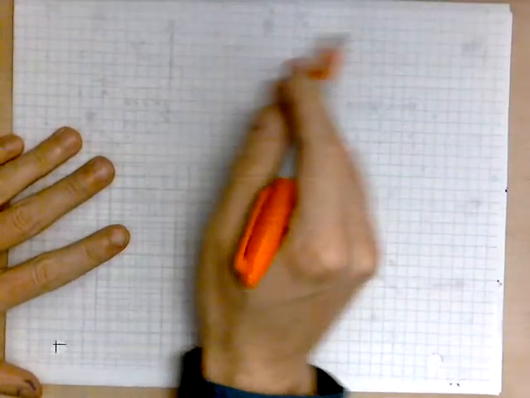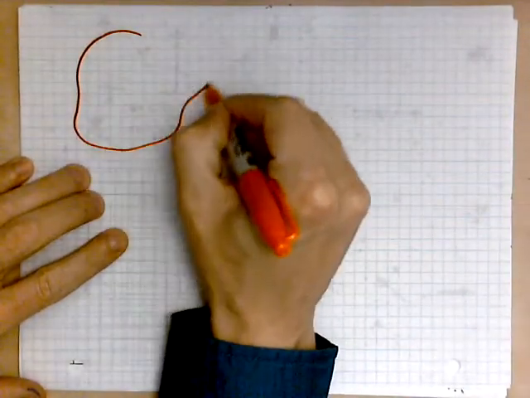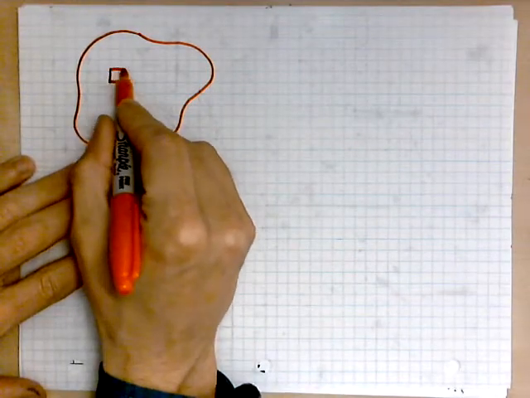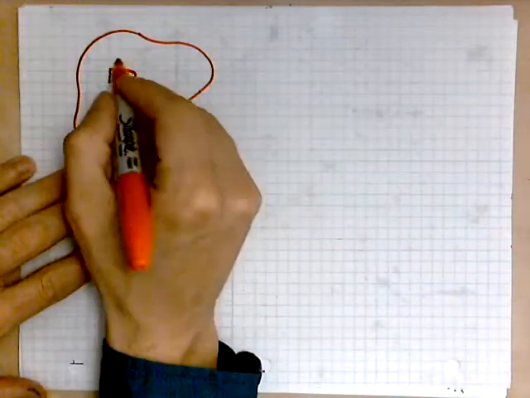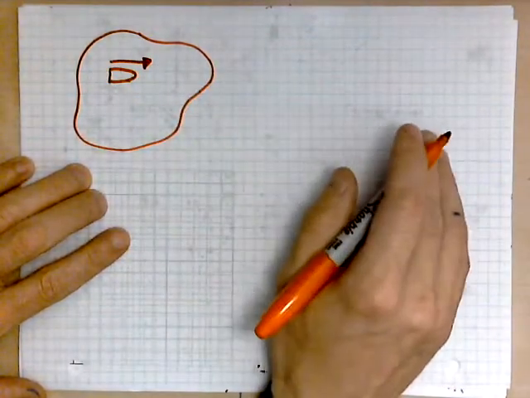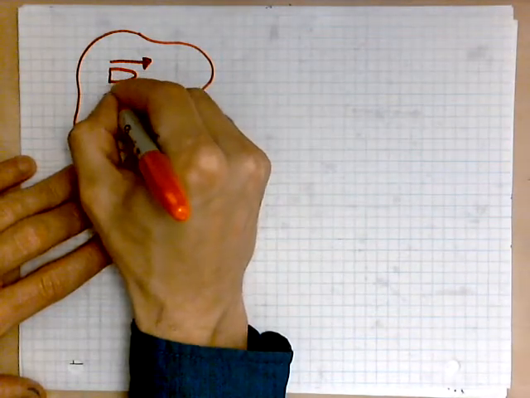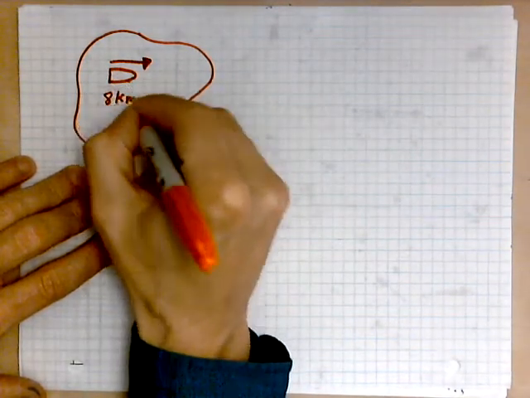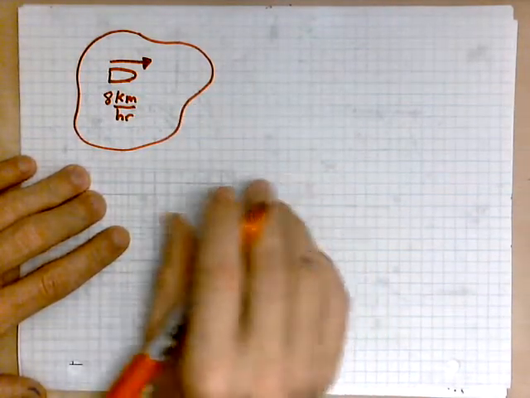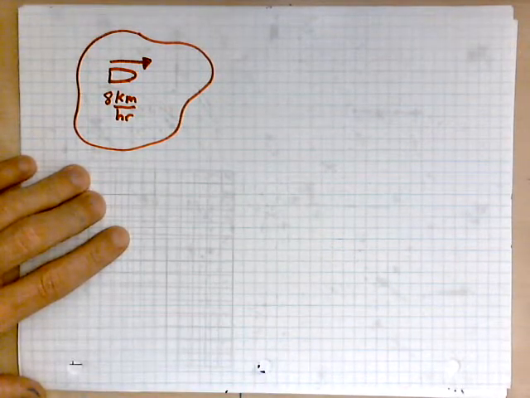Say you have a lake, and there's a little boat. So I'm drawing a top view of our little boat. And when the water is still, the boat can travel at 8 kilometers per hour.